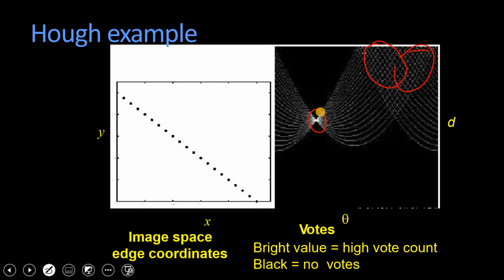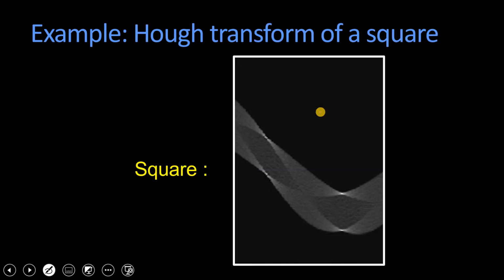So a bright value means a high vote count, and the rest of the areas which are black have no votes. This is another example. If you see over here, we have a square. In the edge image there was a square, and remember a square has 4 lines, so each line is represented by one dot. You see, one dot represents each line.